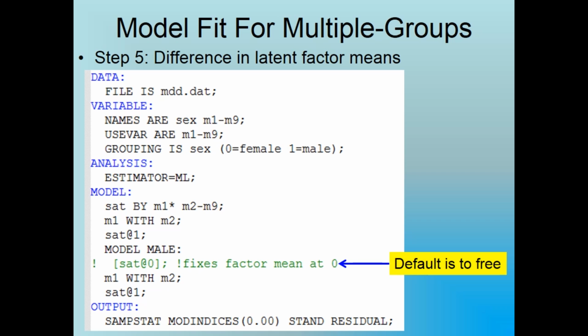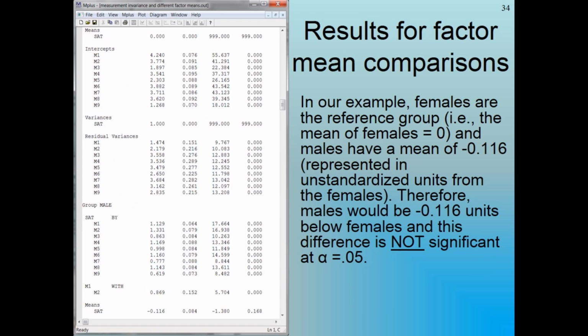As you can see here, the mean for females is fixed at 0, and for males, that mean is negative 0.116. Again, these are unstandardized units, therefore males would be 0.116 units below females, and this difference is not significant at the 0.05 level. If that difference was significant, you could then say the score is significantly lower for males than for females. But again, our p-value is equal to 0.168, so that difference is non-significant.